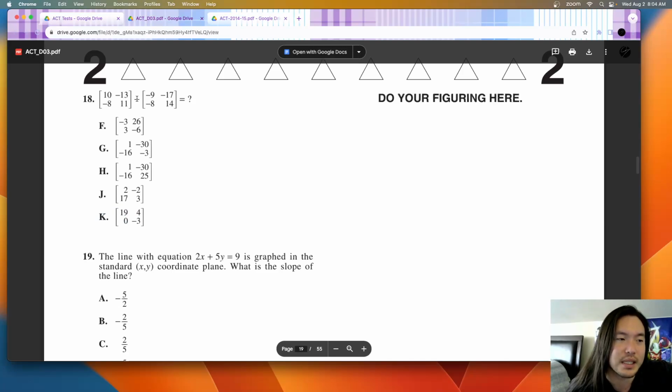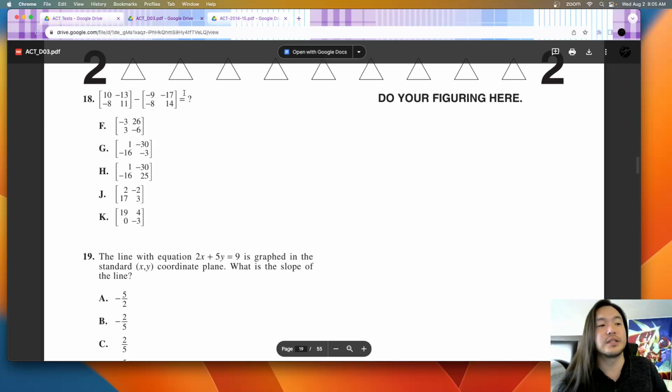So if this were a plus instead of a minus, then you would have 10 plus negative 9, that's 1, that is the first number. So it looks like if it were a plus symbol, H would be the correct answer. Negative 13 plus negative 17, that would be negative 30, right? And then negative 8 plus negative 8 would be negative 16. 11 plus 14 would be 25, exactly, right?